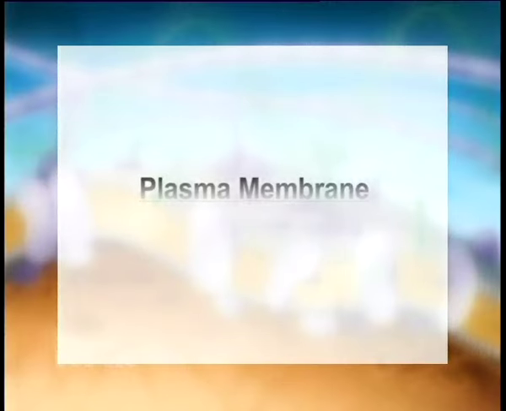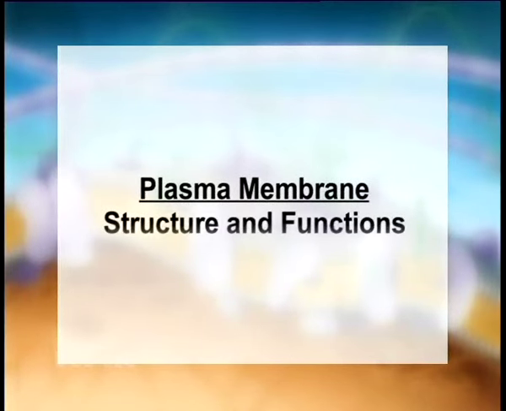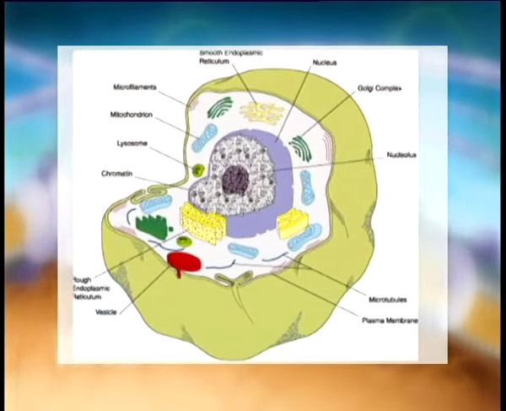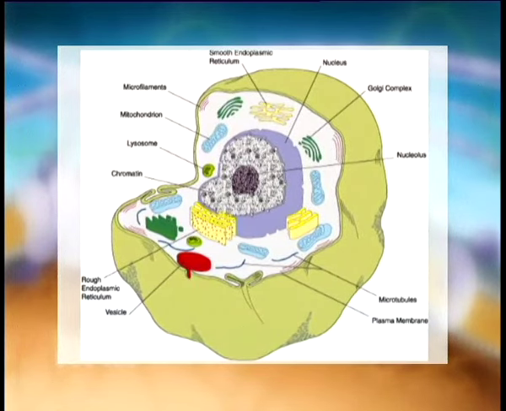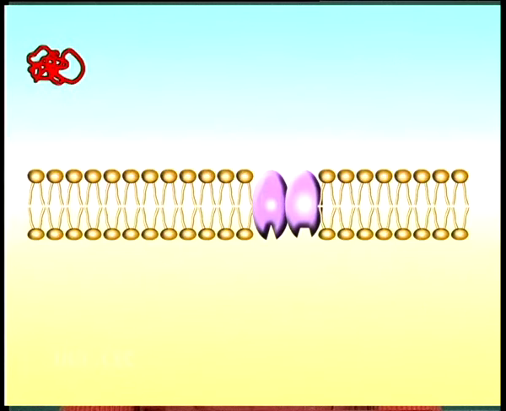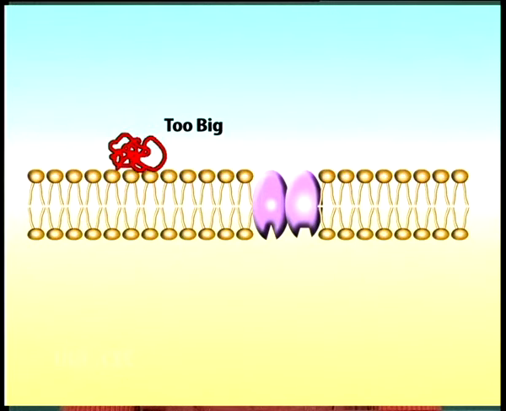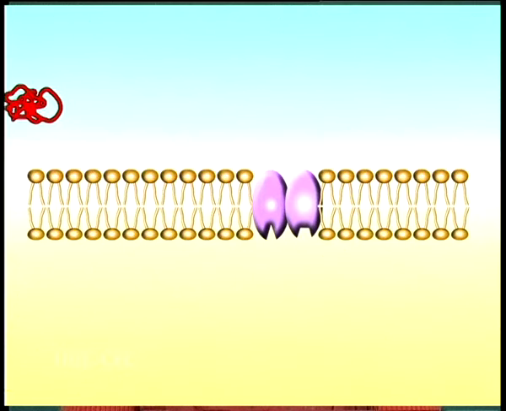And welcome again. Today we will discuss one more important topic, that is the plasma membrane and its structure and functions. As we know, the plasma membrane, also called the cell membrane or plasma lemma, is a boundary that separates the living cell from its surroundings. The plasma membrane is selectively permeable, allowing only certain substances to cross it more easily than others.